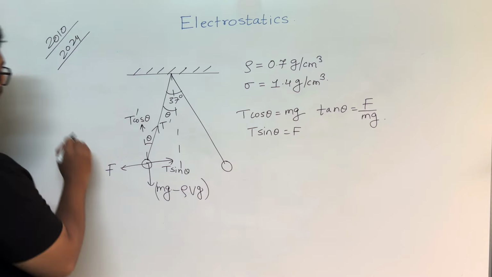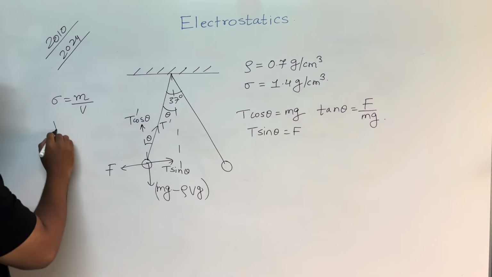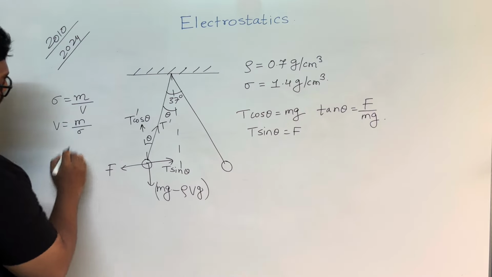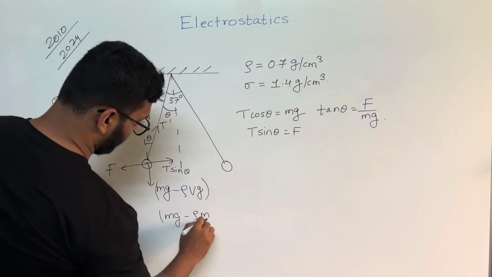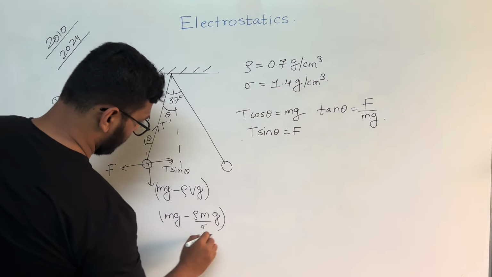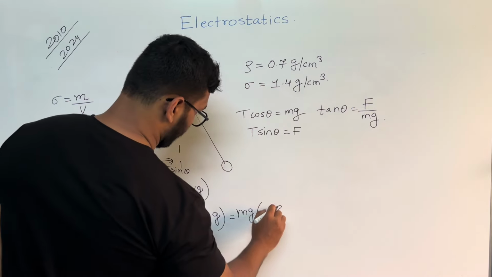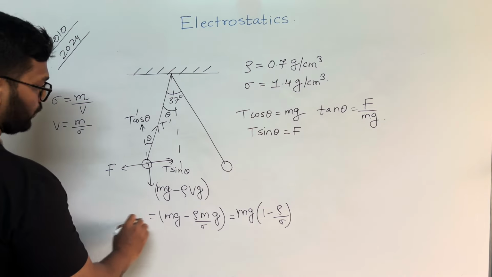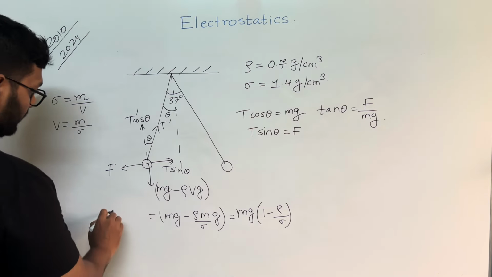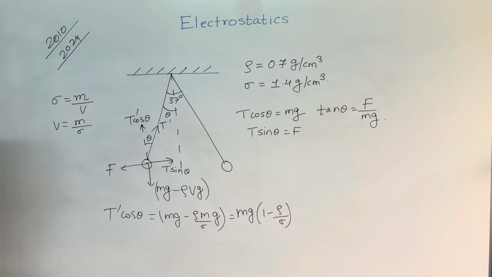But you know sigma is equal to m by v. So instead of v, I can write m by sigma. So this is mg minus rho m by sigma into g. So I can take mg common here, and it will be mg into 1 minus rho by sigma, right? So this is your new force. This is T dash cos theta basically. This is balancing this. Now this is new force F dash.